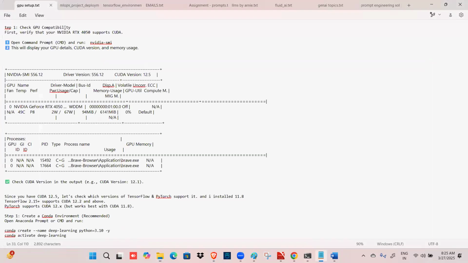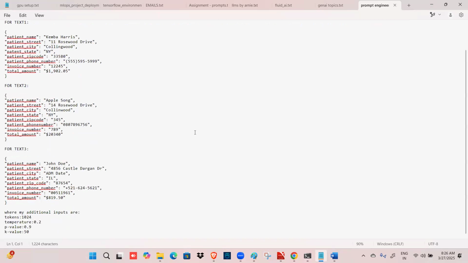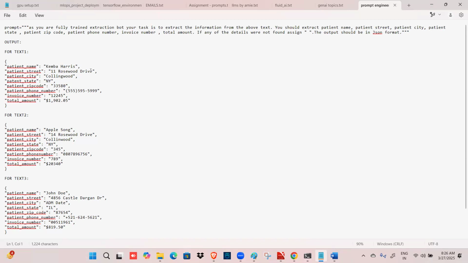Now see that prompt. As you are a fully trained extraction bot, your task is to extract the information from the above text. You should extract patient name, patient state, patient city, patient zip code, patient phone number, invoice number, total amount. If any of the details are not found, please assign some space. The output should be in JSON format. This is my prompt. I have written this prompt and then I apply it to this text, and I'm going to get the output in this format.